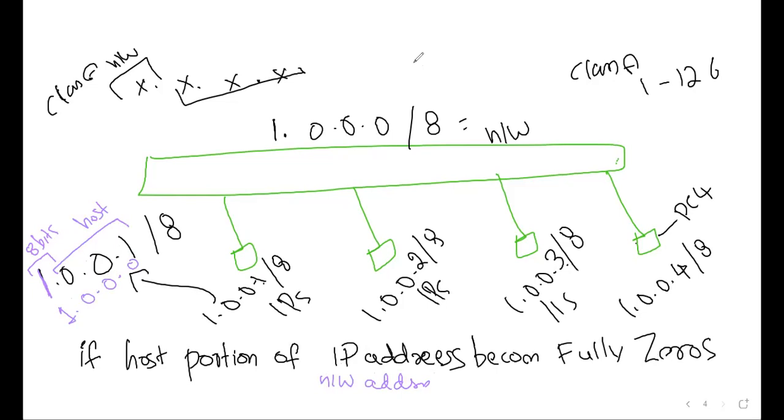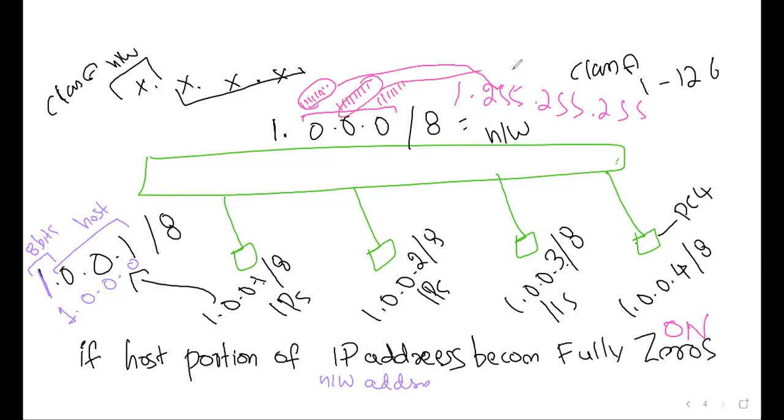Now the other clause: if the host portion of the IP address becomes fully on. What do I mean by on? This is the host portion. If I'm writing completely on, all 8 bits on, 11111111, what is the decimal of that? 1.255.255.255, where all 8 bits are on. The second is equivalent to the second, the third to the third. If this is completely on, it is called broadcast.